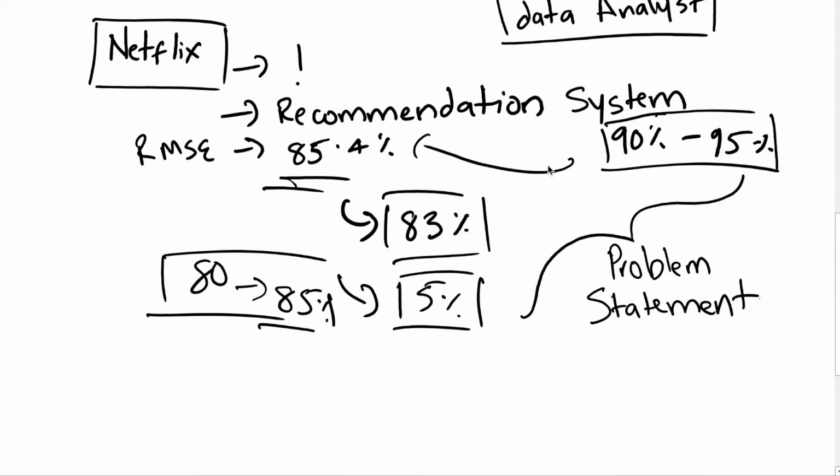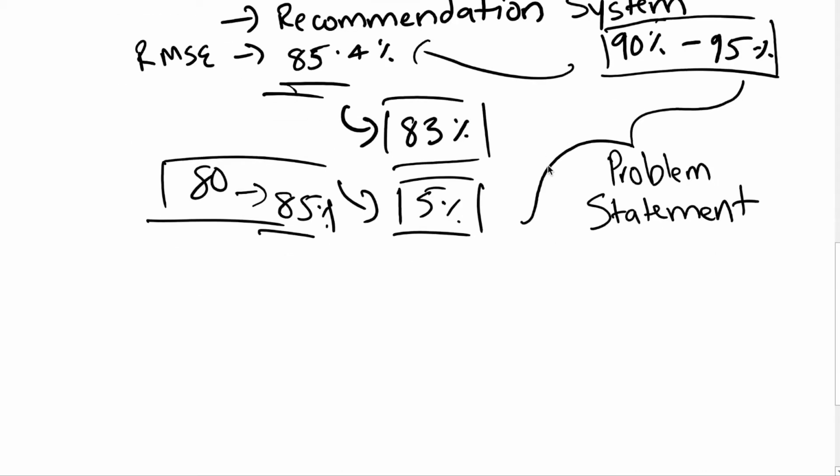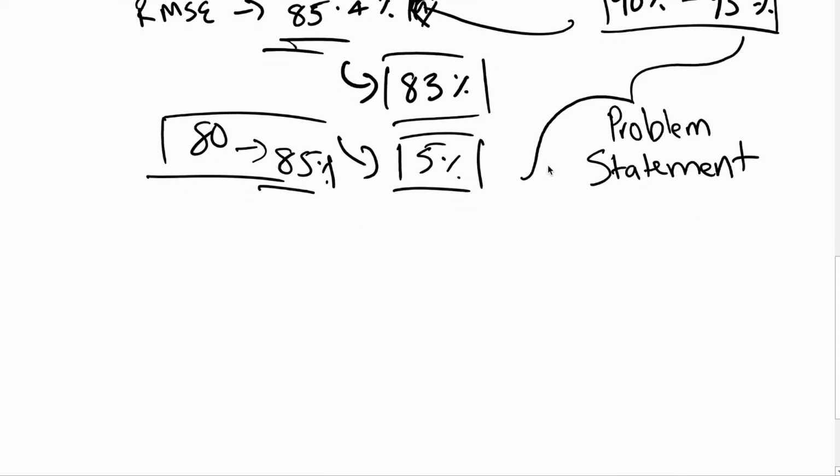statement. Now, once you have understood your problem statement, okay, so these are the two main problems that they have, and you want to solve this problem. Now, in order to solve this particular problem, you need to understand how Netflix works. Now, this is where business understanding really comes into the picture. So, business understanding.